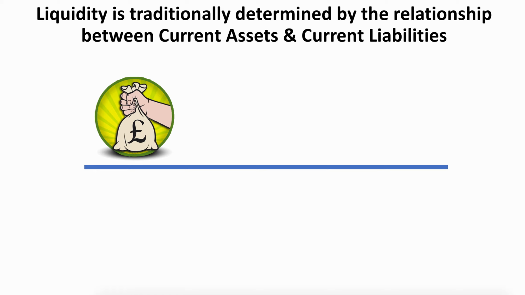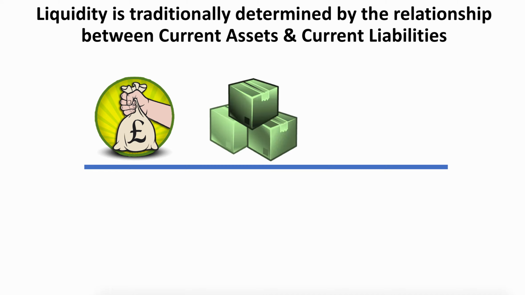Essentially, current assets are cash balances, amounts held at the bank. That's highly liquid, isn't it? You can spend it. It's also inventories or stocks. And it's also amounts owed to a business by its customers.